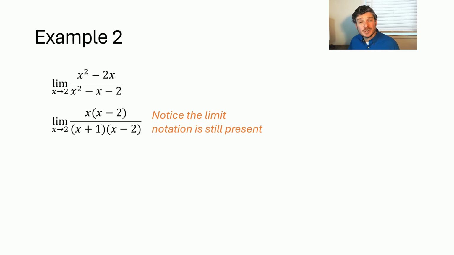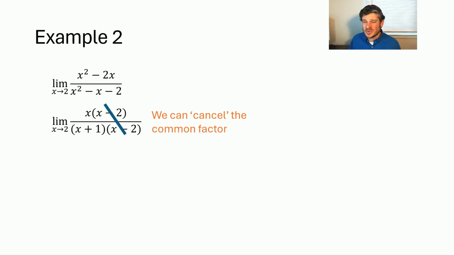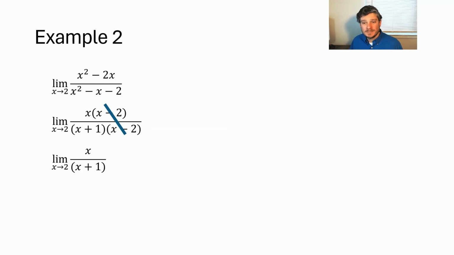Okay, but I can do some algebra here. I can cancel those x minus 2's, right? I have a common factor, so I can cancel it. Now, again, I hate the word cancel in this case because it doesn't really cancel. It doesn't disappear. What we're saying is x minus 2 over x minus 2 is equal to 1, right? Anything over itself is always equal to 1. So I'm really multiplying by 1, which doesn't change anything. So be careful with the term cancel. But anyway, I cancel the quantity x minus 2. That leaves me with x over x plus 1.